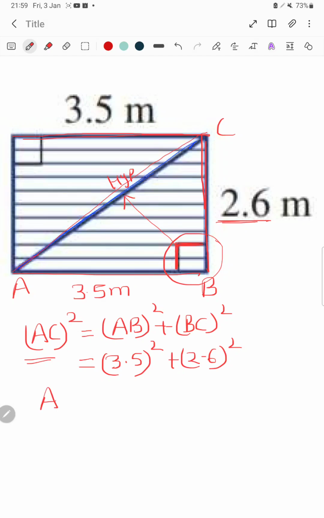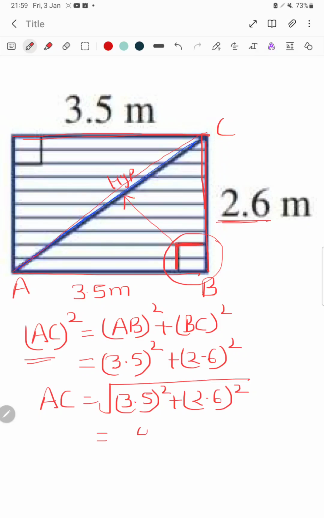And to find AC, you need to take the square root of this whole value. Make sure you don't take the square root of each value individually; you need to add up their squares and then take the square root, and it will come out to something like 4.36. So if you have to give the answer to one decimal place, it will be 4.4 meters.